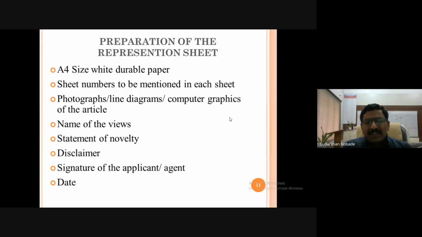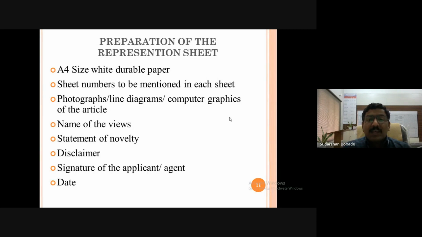So if it is a front view, top view, side view, bottom view, right hand side angle view, left hand side angle view, or perspective view, everything you have to mention very clearly. Next one, statement of the novelty. There is one typical format I will share with the coming slide. That typical format we have to follow while drafting the statement of novelty.